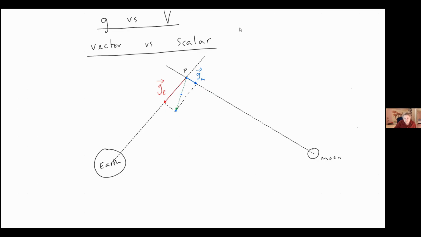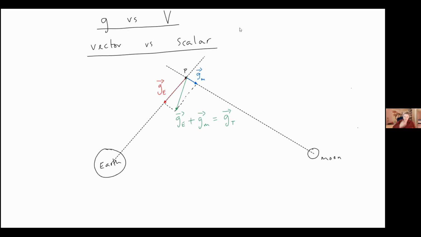And I want that line to be solid. Okay, so the green arrow is the vector sum. The green arrow is GE plus GM, so that is G total. And if there was a mass at point P, that green arrow is the direction it would fall in. Can you see how you can work that out?